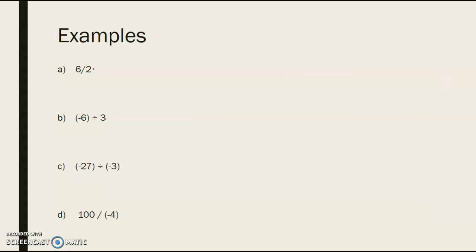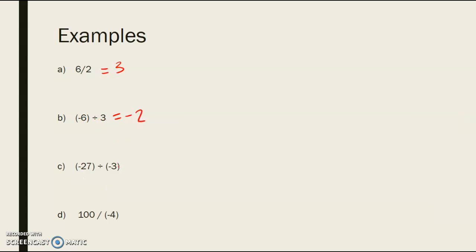So here I have 6 divided by 2. Fraction bars can indicate division. They're both positive, and so this is just going to be a positive answer. And 6 divided by 2 is 3. Here we have a negative divided by a positive. Because they're different signs, it's going to be negative. And then 6 divided by 3 is 2.